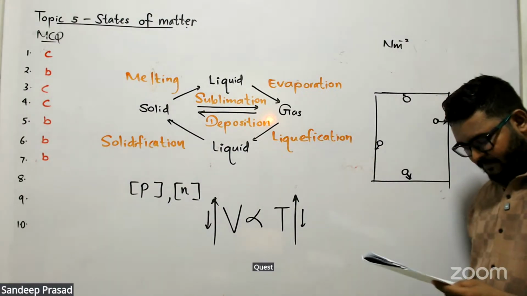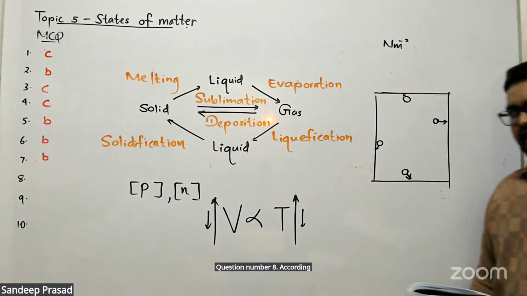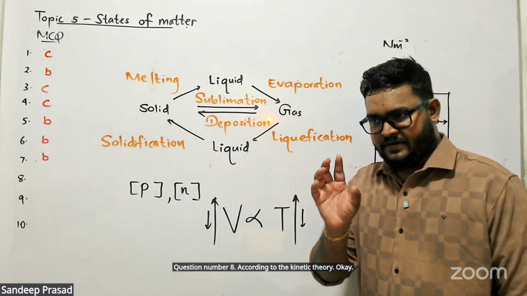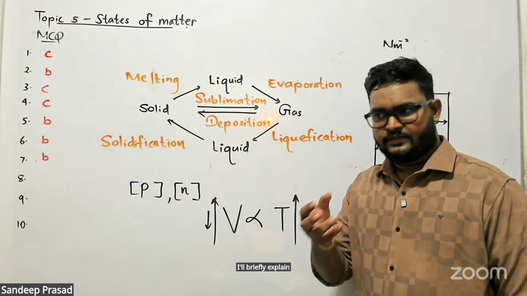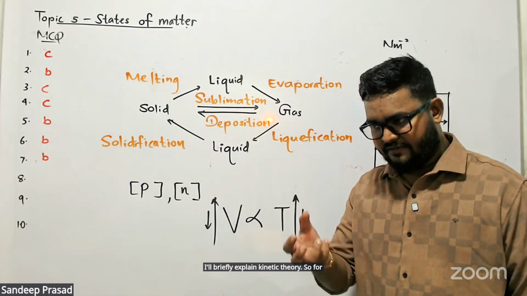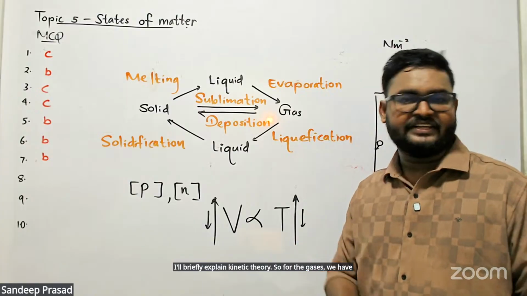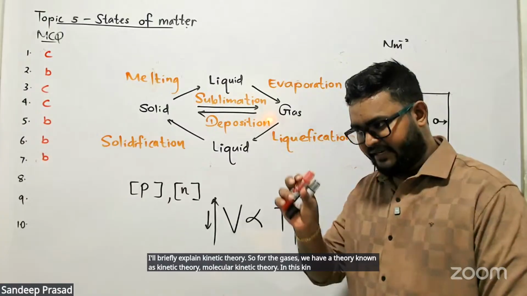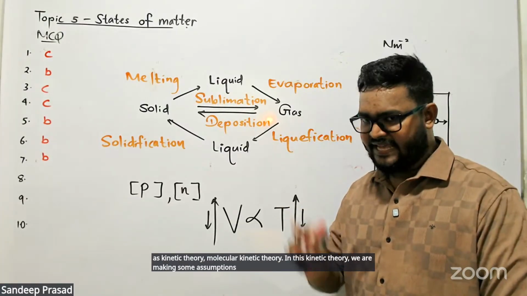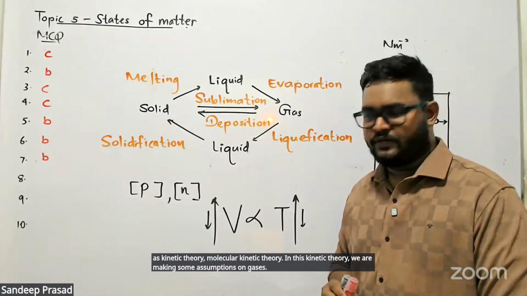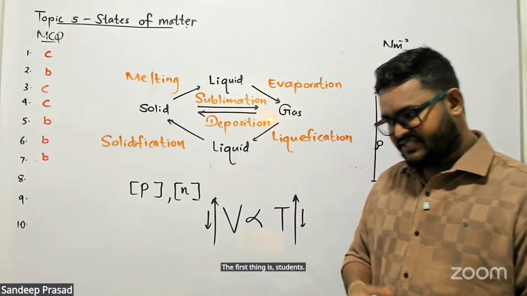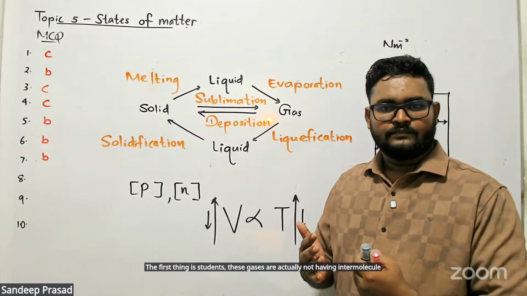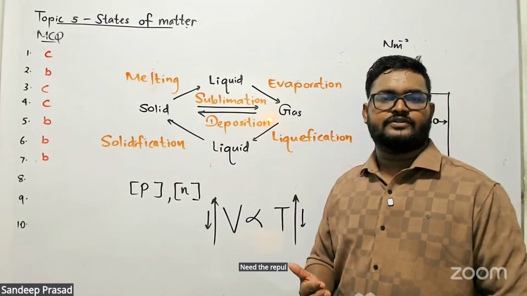Question number 8. According to the kinetic theory, I'll briefly explain kinetic theory. For gases, we have the theory known as molecular kinetic theory. In this kinetic theory, we are making some assumptions on gases. The first thing is, students, these gases do not have intermolecular interactions, neither repulsions nor attractions.